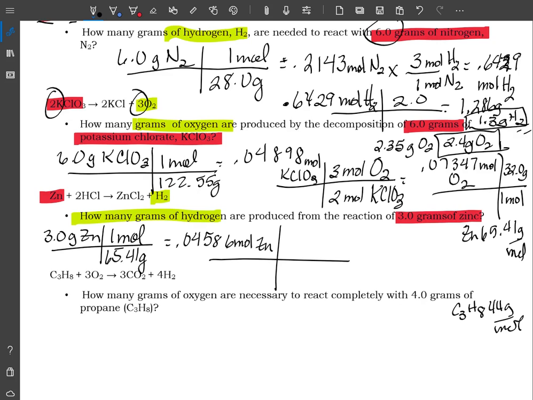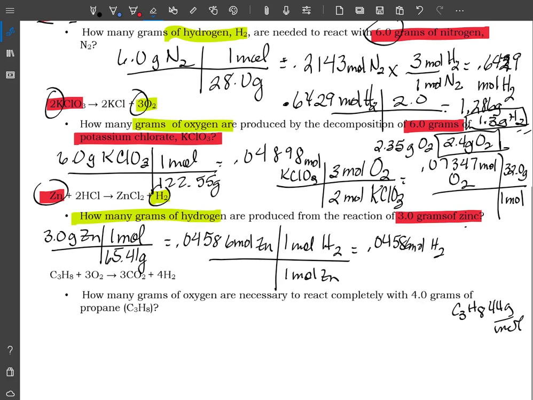My ratio of zinc is 1 mole of zinc to 1 mole of hydrogen gas. And I multiply that by the molar mass of hydrogen, and I get 0.092 grams of hydrogen.